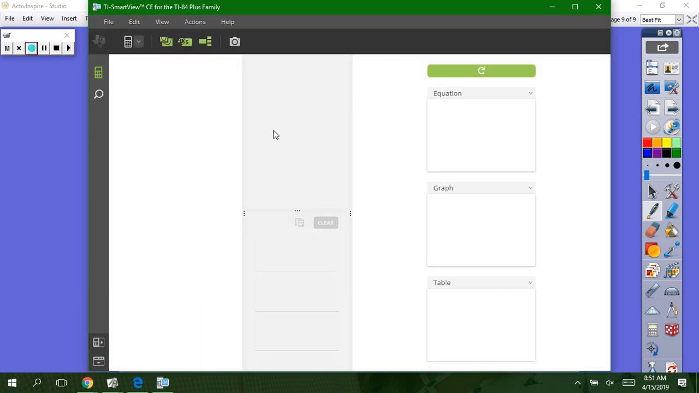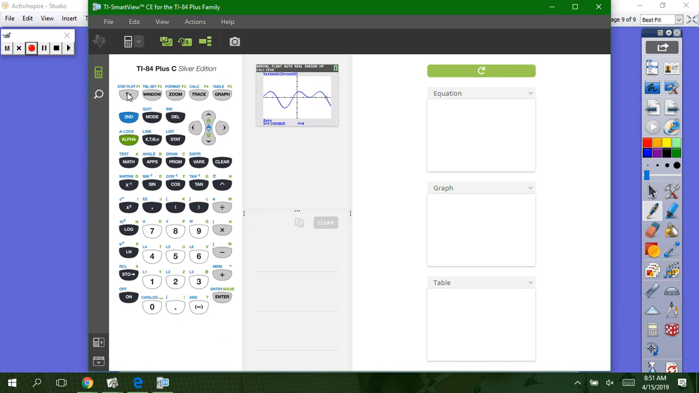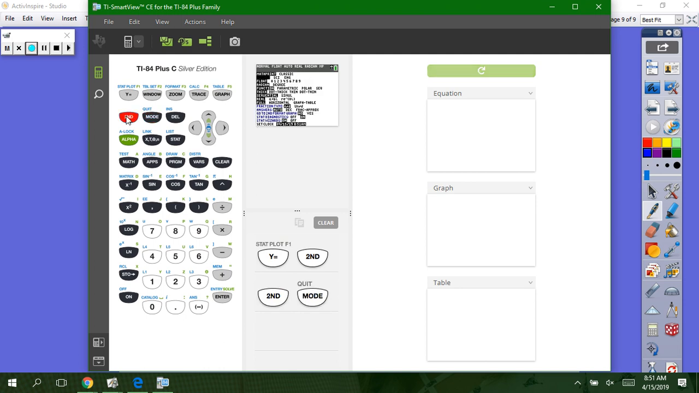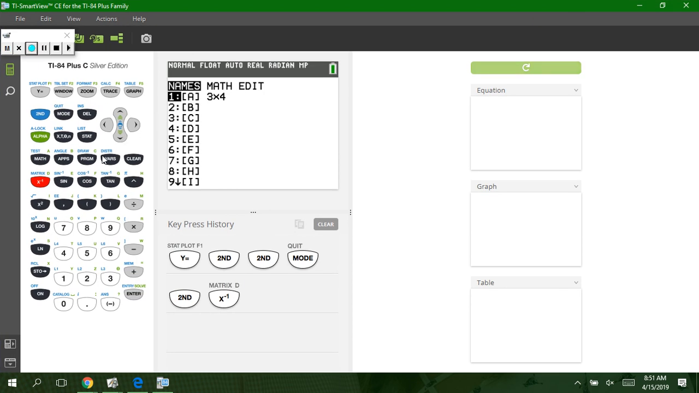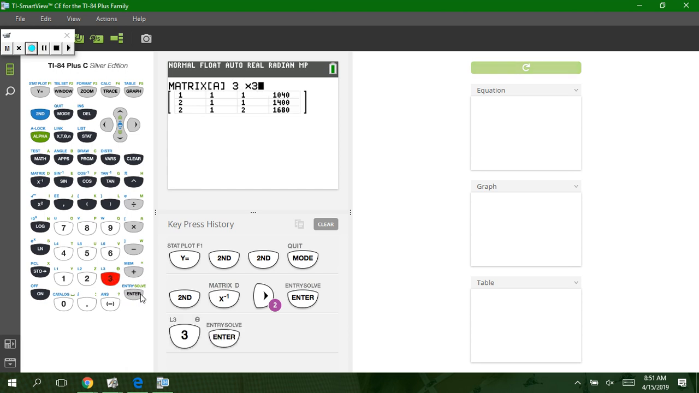But the sad part is, guys, if we taught this back in the day when I had pre-calculus, we would do a lot of this via our calculator. So here is our matrix. Our matrix menu. I'm going to go over to edit. It is a 3 by 3. Okay, here we go.